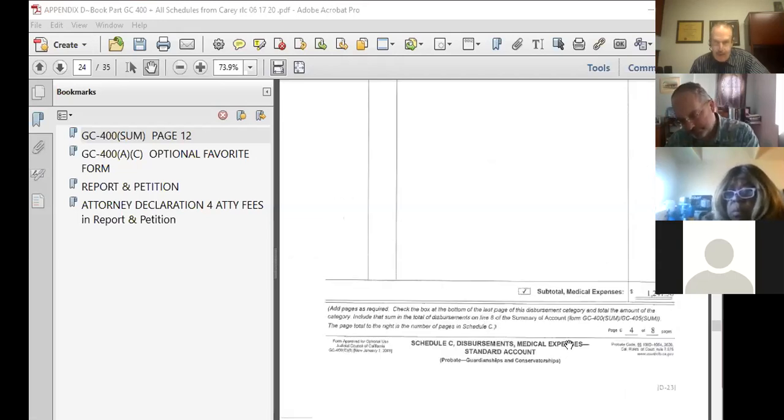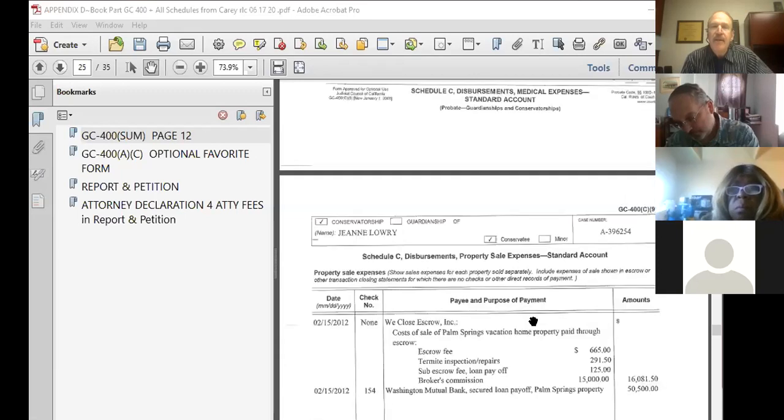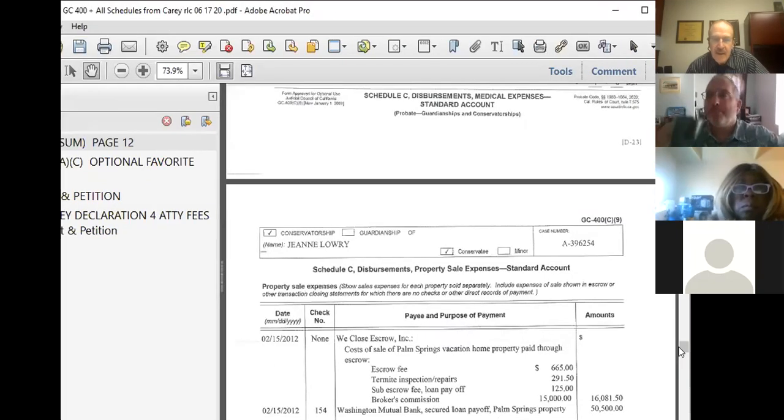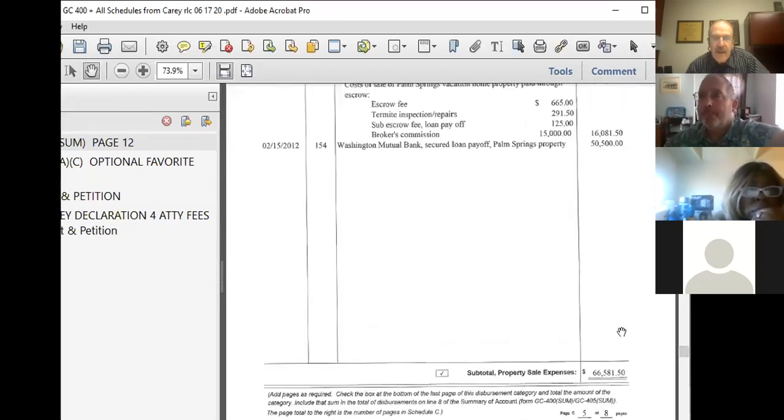Okay, so right now for expenses, we're still on the Schedule Cs, but we're on page 4 of 8, and we still have a subtotal. Now we're getting into the property. Move this over a little bit. There's a lot of stuff on the screen with this Zoom.